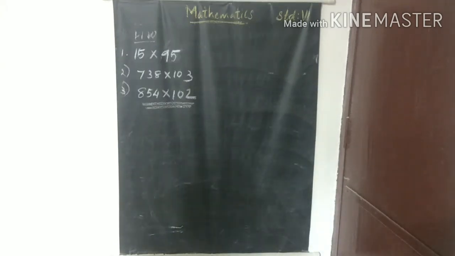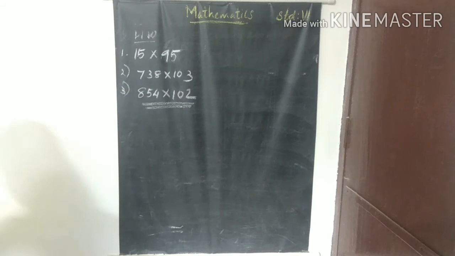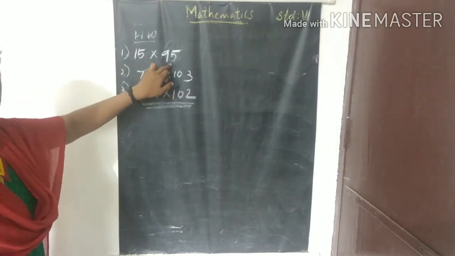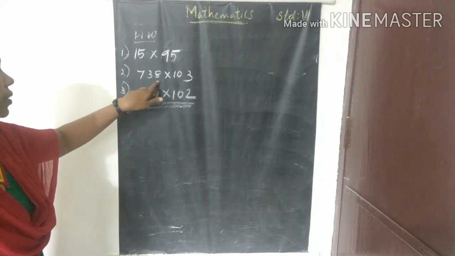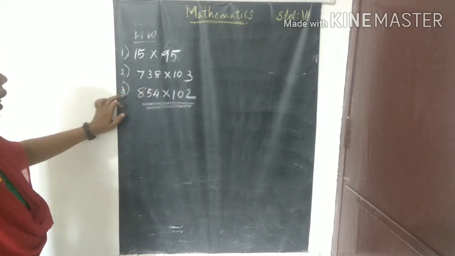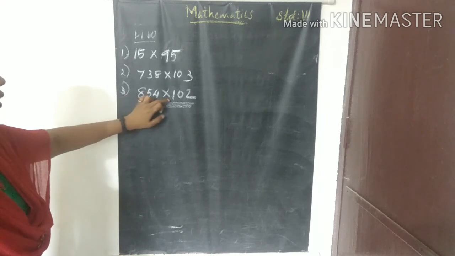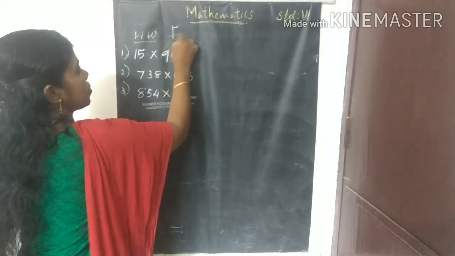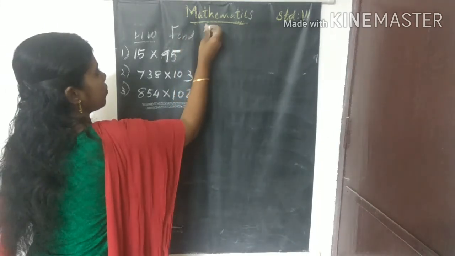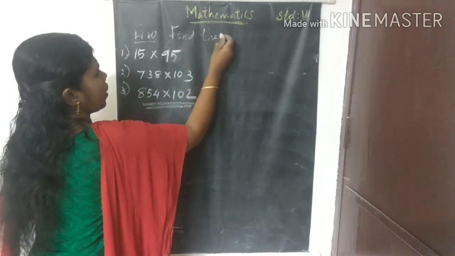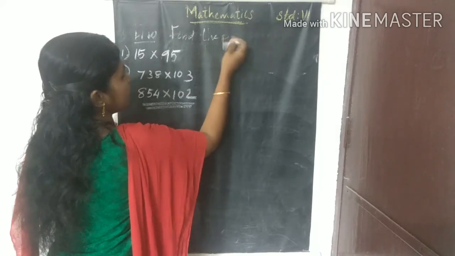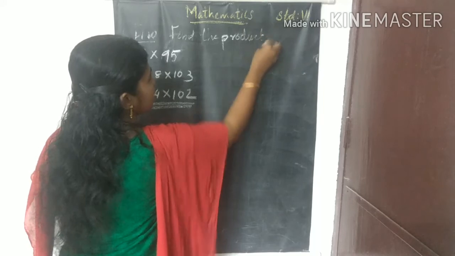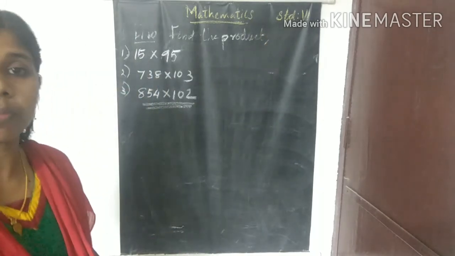Let's write some homework questions. Homework questions. First question: 15 into 95. Second: 738 into 103. Third question: 854 into 102. Find the product using the distributive property.